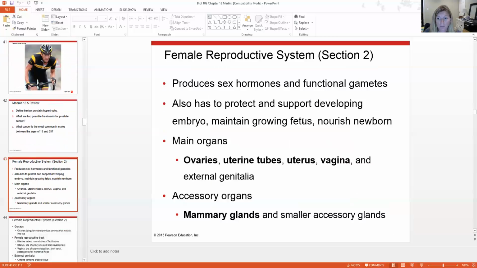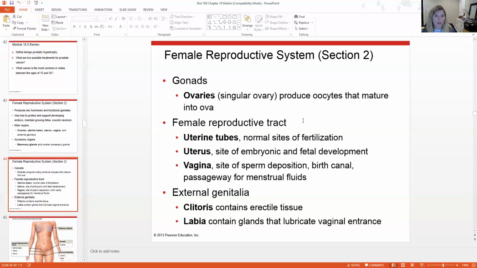Let's move on to the female reproductive system, producing sex hormones and the functional gametes. The other job of the female reproductive system is also to support, protect, and nourish a growing baby, fetus. The main organs include the ovaries, uterine tubes, uterus, vagina, and external genitalia. There's also accessory glands like the mammary glands and smaller accessory glands involved as well.